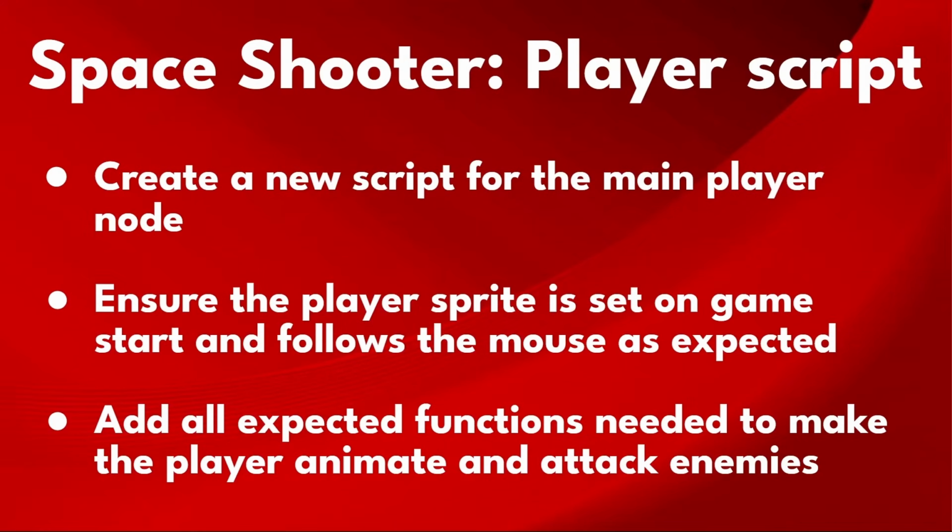In this section, we're going to create the player's script. We're going to start off creating a new script for the main player node. We're then going to ensure the player's sprite is set on the game start and also follows the mouse as expected. We're then going to add all the expected functions needed to make the player animate and attack enemies. Now let's go ahead and jump right in.